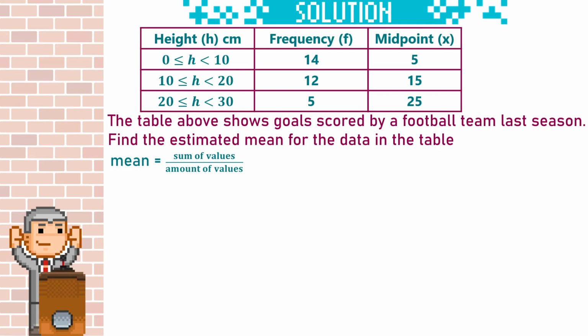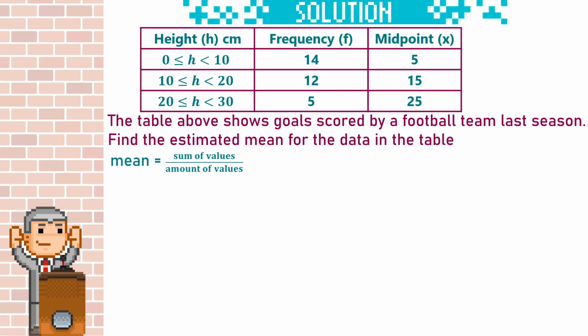So for instance the last midpoint will be 20 plus 30, which is 50, divided by 2, which will be 25. What we're saying is that all the numbers in the first group were 5, all the numbers in the second group were 15, and all the numbers in the third group were 25. That could have been the case, but it's unlikely. That is why it's an estimated mean, because we don't know what the original data was.